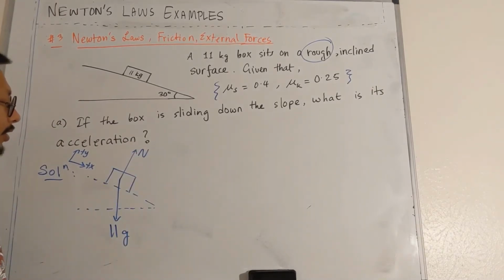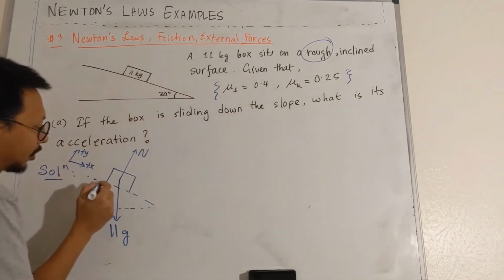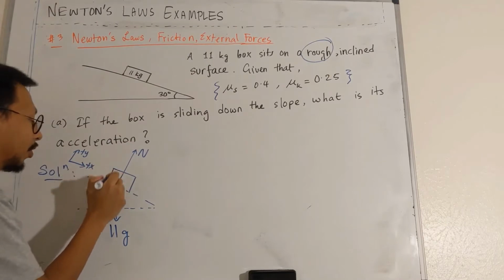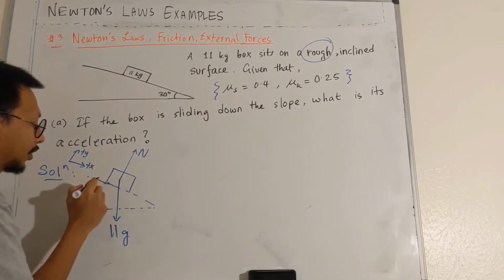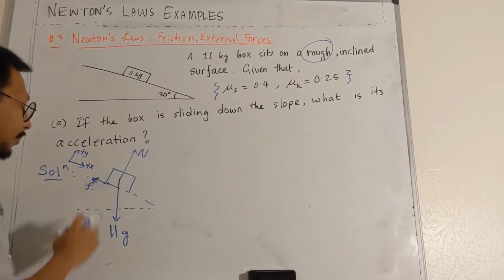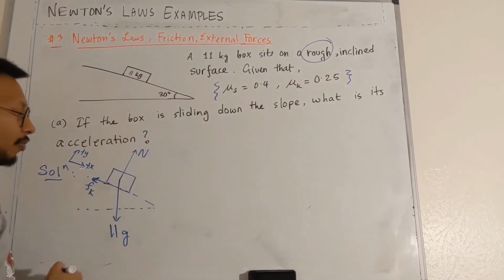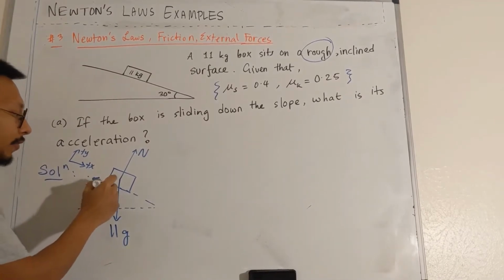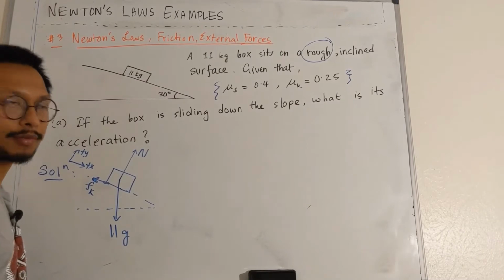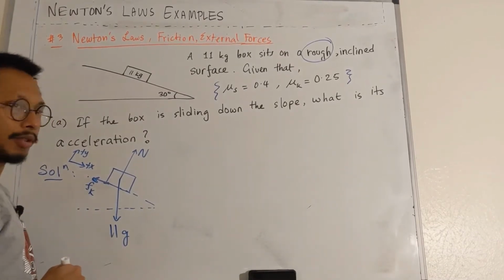And then when it slides down, since this is a rough surface, the box will feel the force of friction trying to stop it from sliding. Since the question already says that the box is sliding down, we can automatically consider that the friction the box feels while sliding is kinetic friction. Alright, these are the forces on the box.